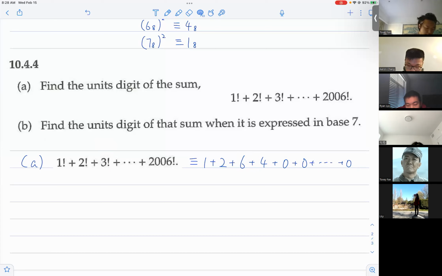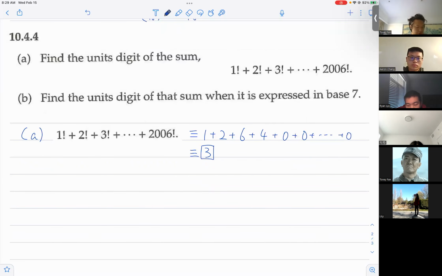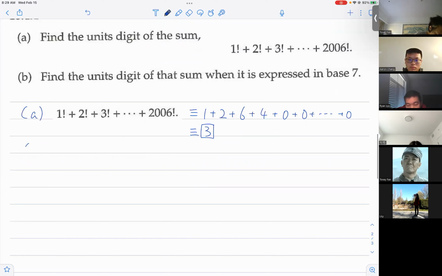right？OK，所以直接做完了，然后我们把成本加起来就行了。最后是多少几啊？没问题吧？1加2是3，4加6是0，所以它答案是3啊。OK。So for factorial, the unit digit of every factorial after 5 factorial is always 0, right? Okay. Okay, question B. Find the unit digit of the sum when expressed in base 7.